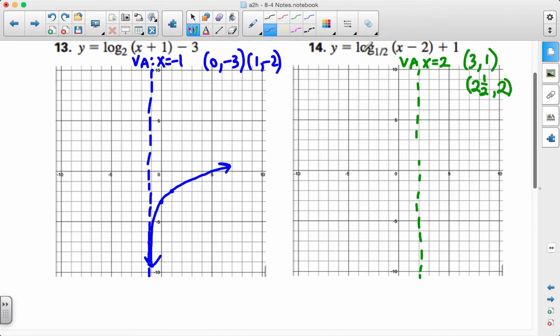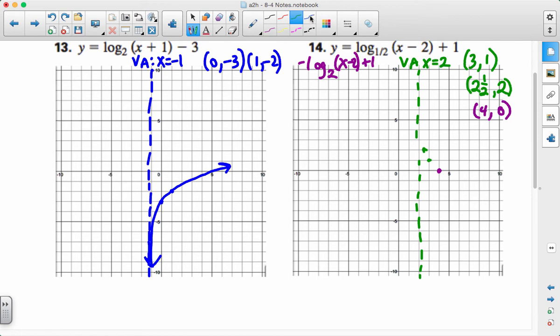If you want to go the other way with it, remember what this is. This is negative log base 2 of x minus 2, plus 1. So in that way, I can make this a 2 by plugging in a 4. 4 minus 2 is 2. Log base 2 of 2 is 1. Negative 1 plus 1 is 0. Maybe you like that way better than this 2.5 stuff. I don't know. Up to you. So that's (4, 0). The other 2 points were (3, 1) and (2.5, 2).